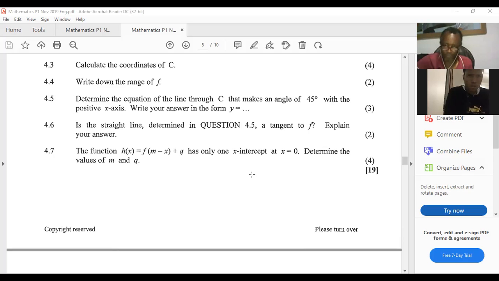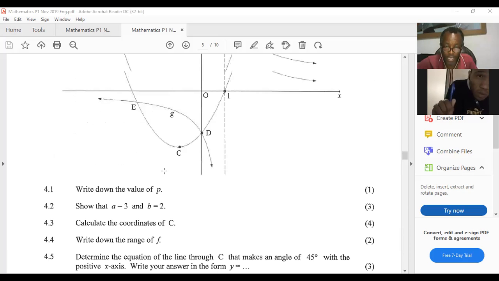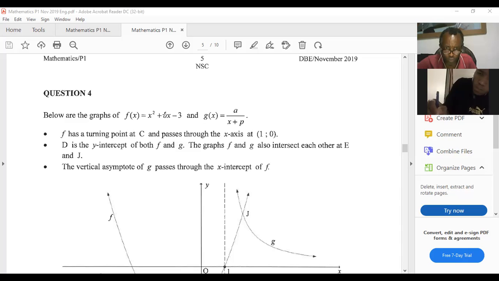Now, if it has that x intercept at zero, that means the y is also zero, you are going to substitute x here by zero again. Then you find y, which is q. Substitute the pen because you have two unknowns. Substitute f at x, which is x squared plus 2x minus 3.